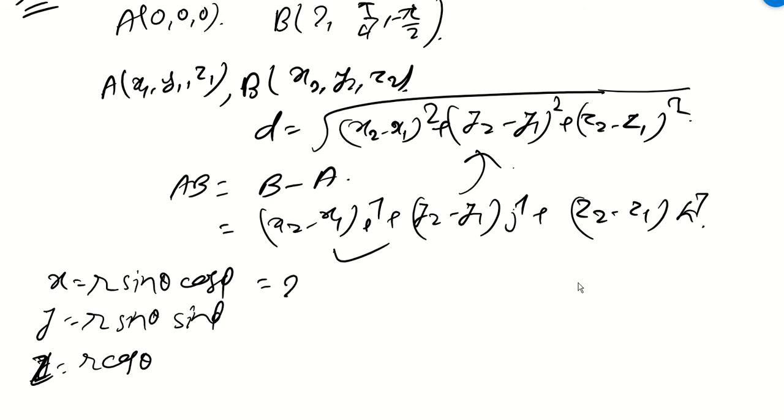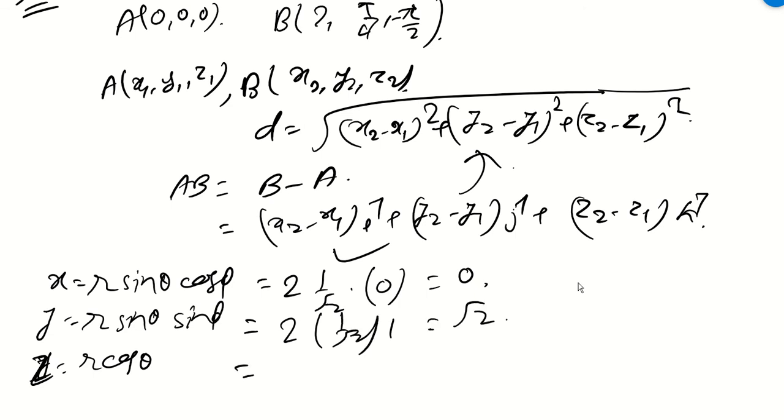So this will be how much? 2 into sin theta, which is sin pi by 4, I will directly write 1 by root 2, into cos phi, which is 0. So this will become 0. Similarly, 2 into sin theta, again 1 by root 2, into sin phi, which is 1. So this is becoming root 2. And r cos theta is how much? 2 into cos pi by 4, which is 1 by root 2. So this is becoming root 2. So we have got the point B as 0, root 2, root 2.